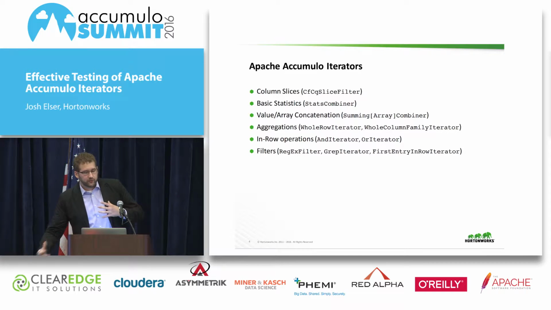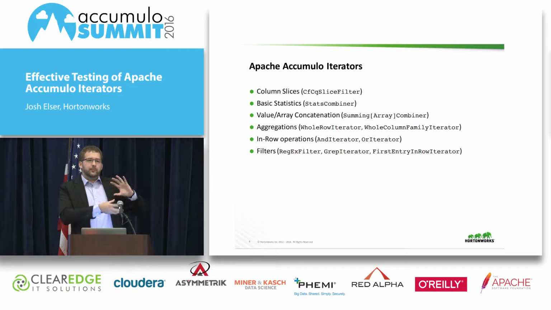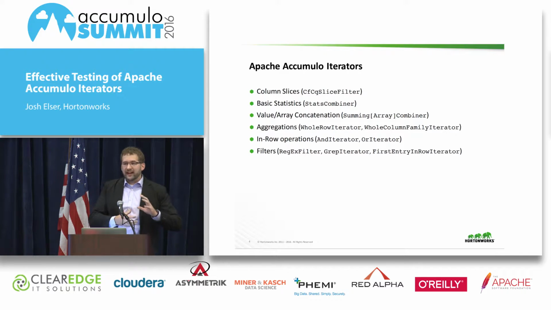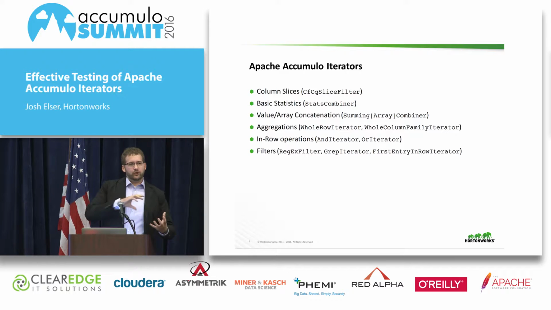Same with aggregations here with the whole row iterator and whole column family iterator. You can do these manipulations on the fly to get a tweaked view of what's actually stored in the table. Russ did a really good job in his keynote, and really prepped me, showing how you can do these transformations on the fly with iterators. And that's really the power of why we like to do these.